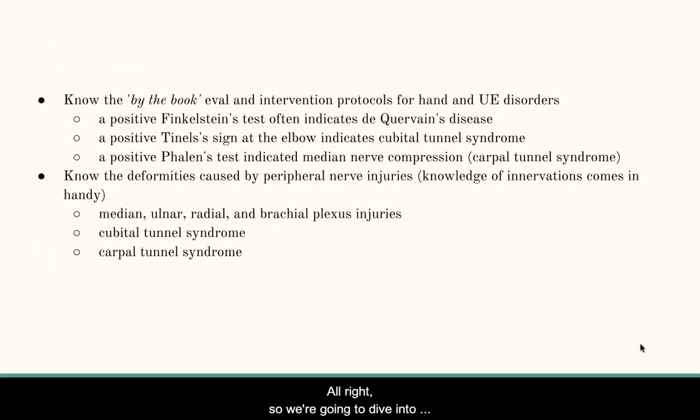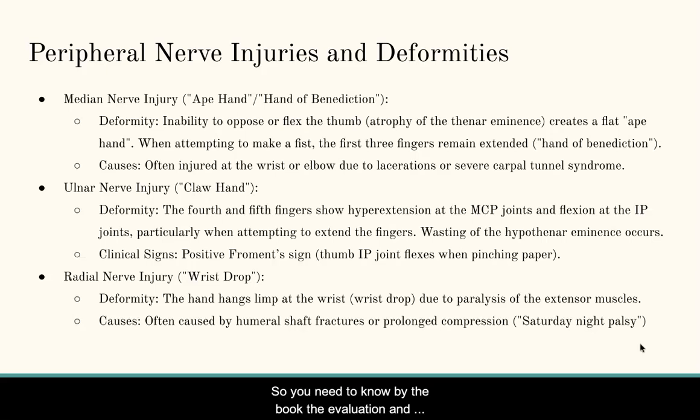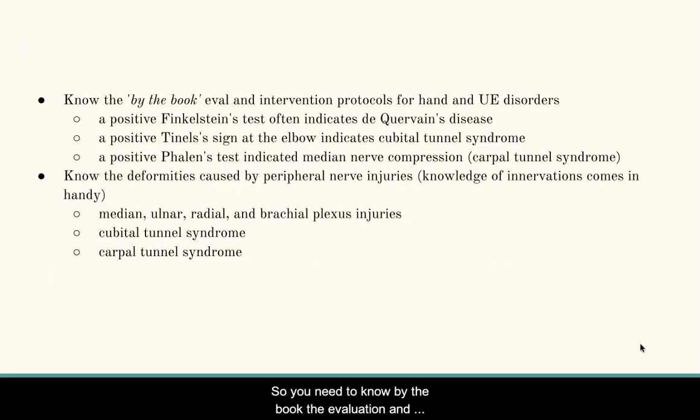All right, so we're going to dive into the upper extremity now. So we talked about grip strength, pinch strength, we talked about sleep, we talked about trunk control and balance. Now we're going to talk about peripheral nerve injury and peripheral nerve testing. And these are must-knows for your NBCOT exam. So you need to know by the book the evaluation and intervention protocols for hand and upper extremity disorders and deformities caused by peripheral nerve injuries.